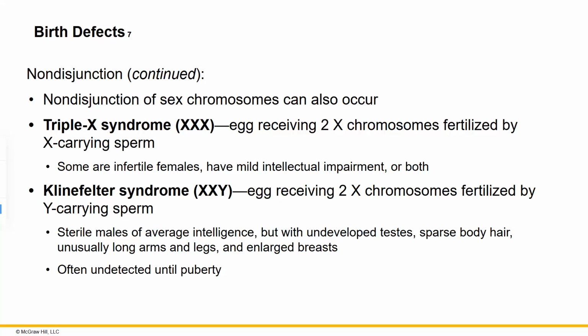Non-disjunction of the sex chromosomes can also occur. As I mentioned, in triple X syndrome, an egg receiving 2 X chromosomes is fertilized by an X-carrying sperm. Some are infertile females and have mild intellectual impairment, or both. Klinefelter syndrome, XXY: sterile males of average intelligence but with undeveloped testes, sparse body hair, unusually long arms and legs, and enlarged breasts.